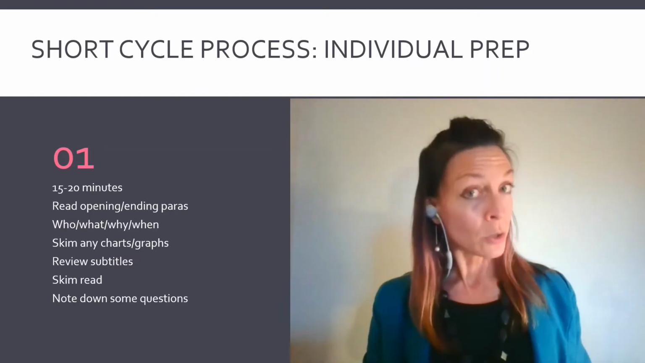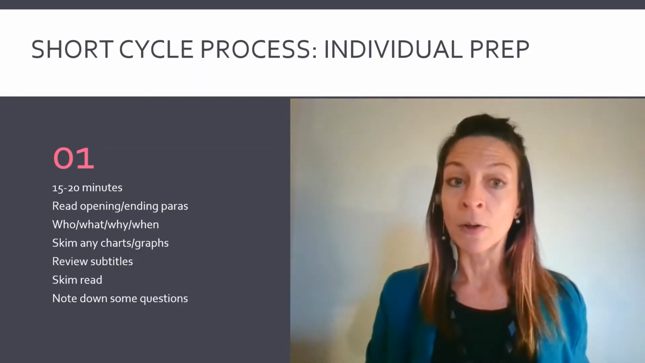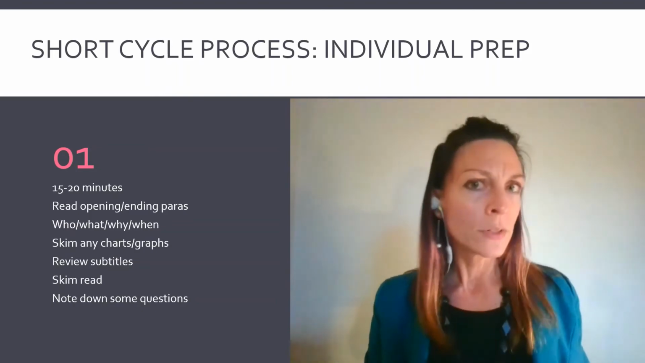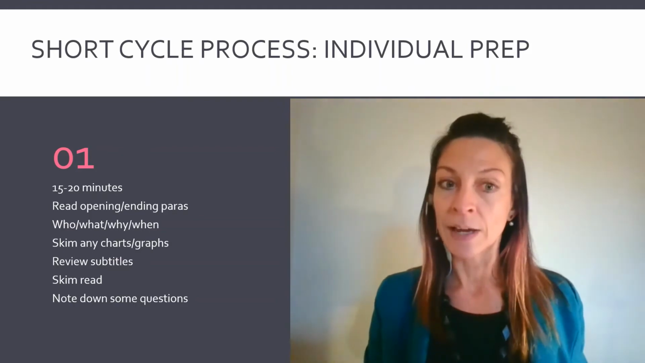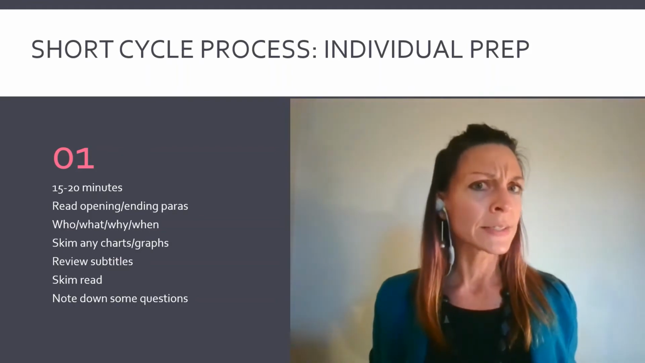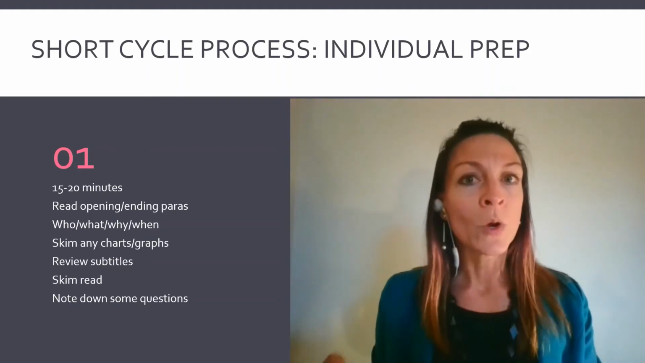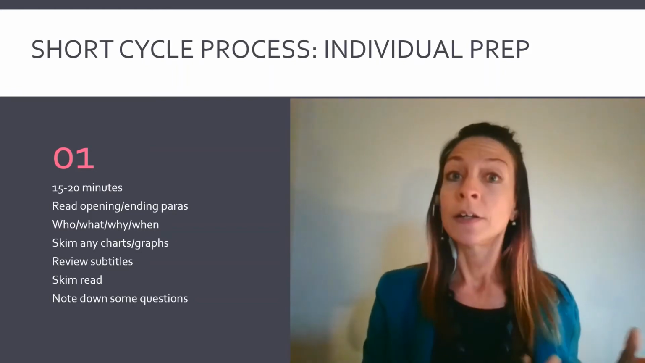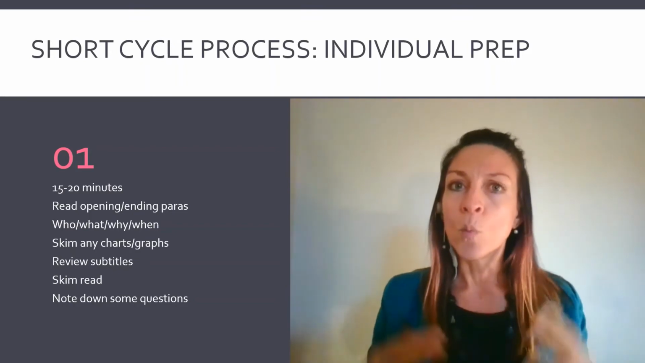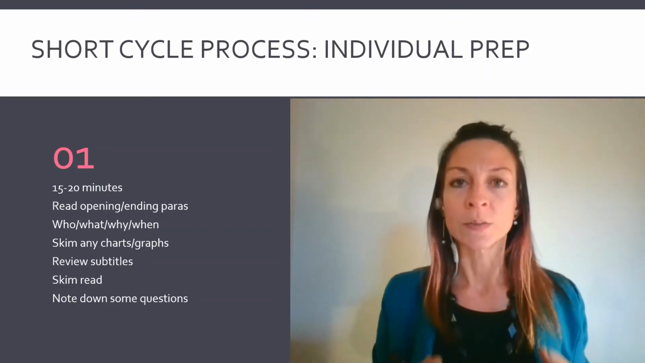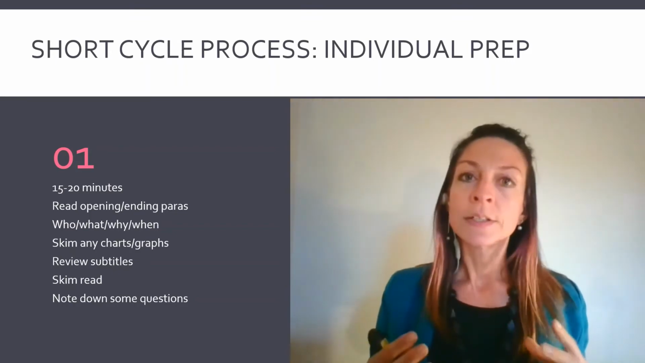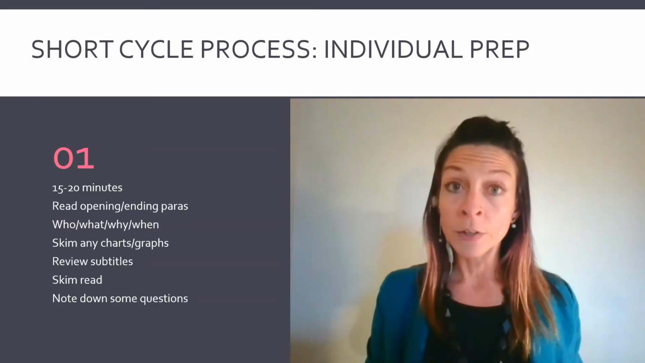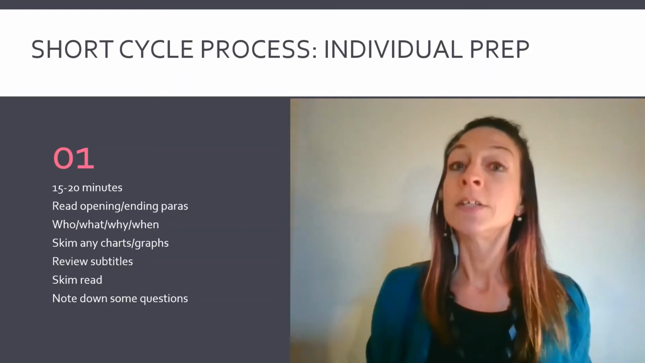Think about who's involved in the case. Who are the key policy actors? What are they concerned about or working on? What are the key decision points or issues at play? Why is this case important? To what theories or concepts that we're studying simultaneously does this case relate? And when? What's the time frame for this? When are these things happening? So this is some really important work that you have to do on your own to come prepared to step 2.